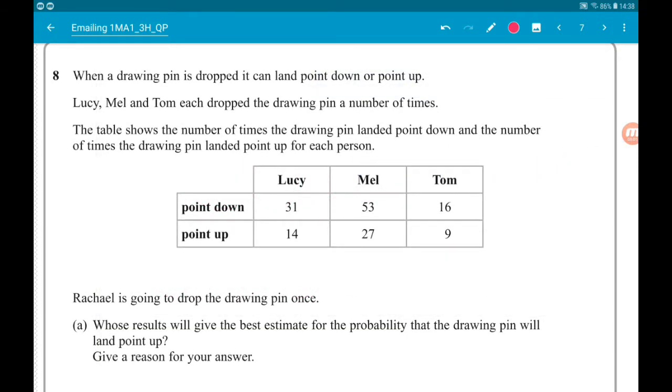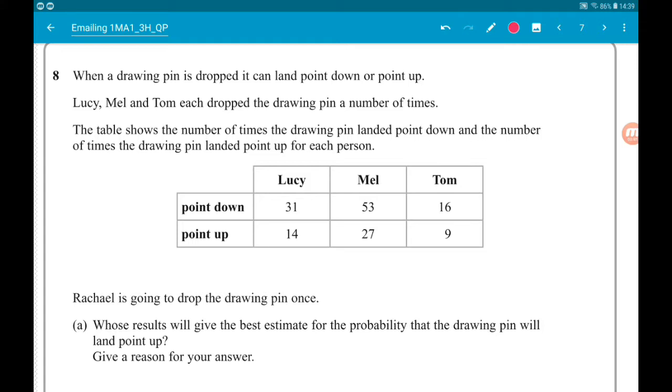Okay, number 8. When a drawing pin is dropped, it can land point down or point up. Lucy, Mel and Tom drop the pin a number of times. The table shows the number of times the drawing pin landed point down and the number of times it landed point up for each person. We're told Rachel is going to drop the drawing pin once, whose results will give the best estimate for the probability that the drawing pin will land point up. Give a reason for your answer.